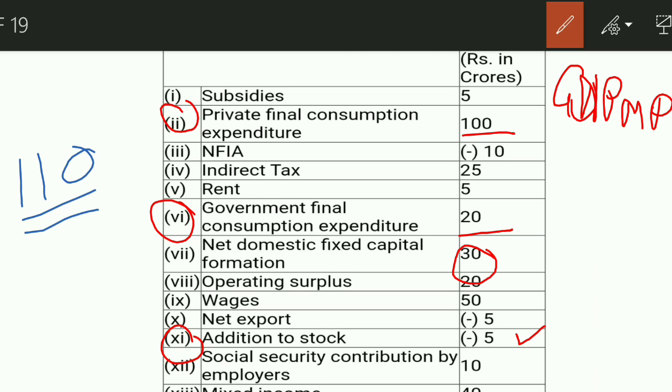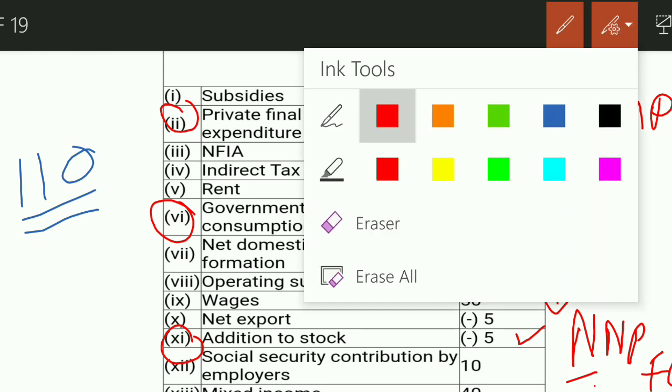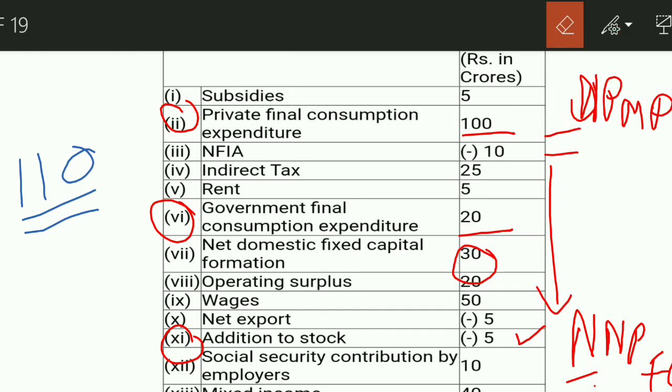Okay, but no need to do this, because ultimately we have to find national income, that is NNP at factor cost. So ultimately we have to move from gross to net. So it is better that we do not include depreciation in it, and we make this gross as net. Because here we are including net domestic fixed capital formation, right? So it is not including depreciation in it. It means that our total will be equal to net domestic product at market price.